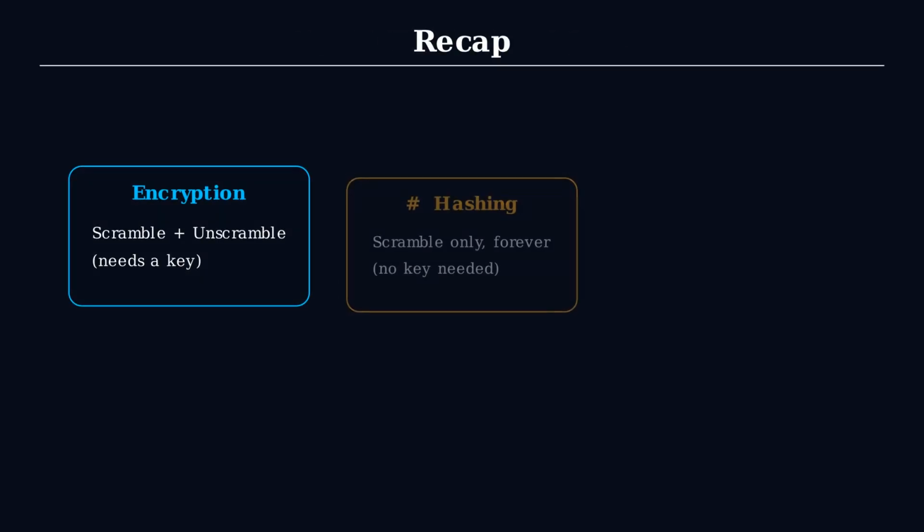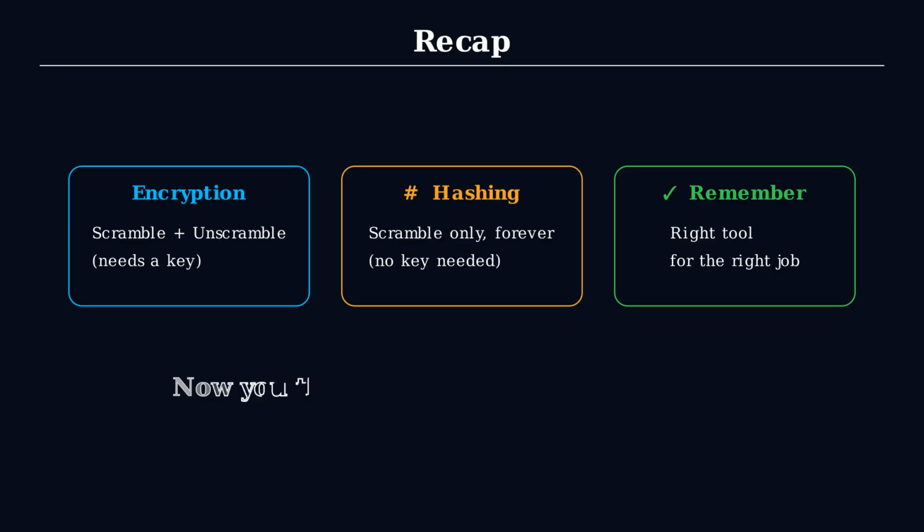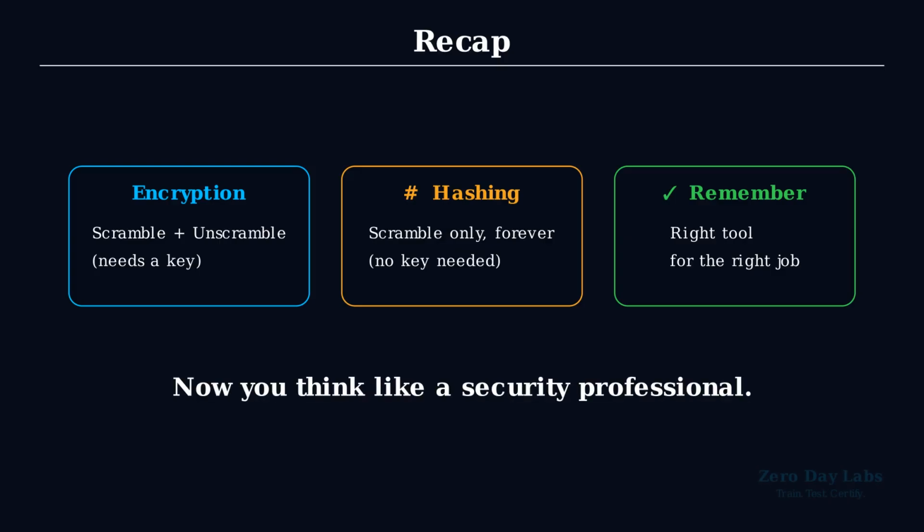Every time. Let us recap. Encryption. Scramble and unscramble, needs a key. Hashing. Scramble permanently, no key needed. Right tool for the right job. That is what separates a developer who writes secure code from one who creates vulnerabilities. You now know the difference. Now you think like a security professional.